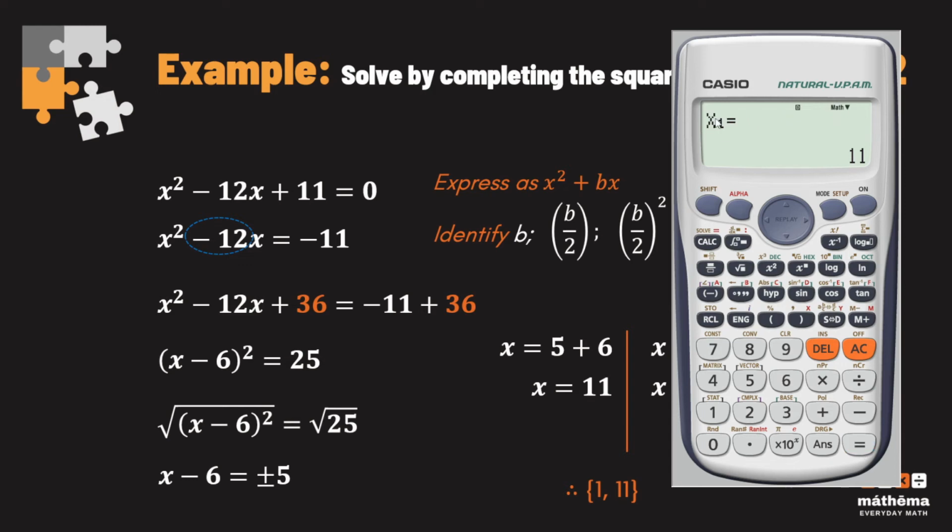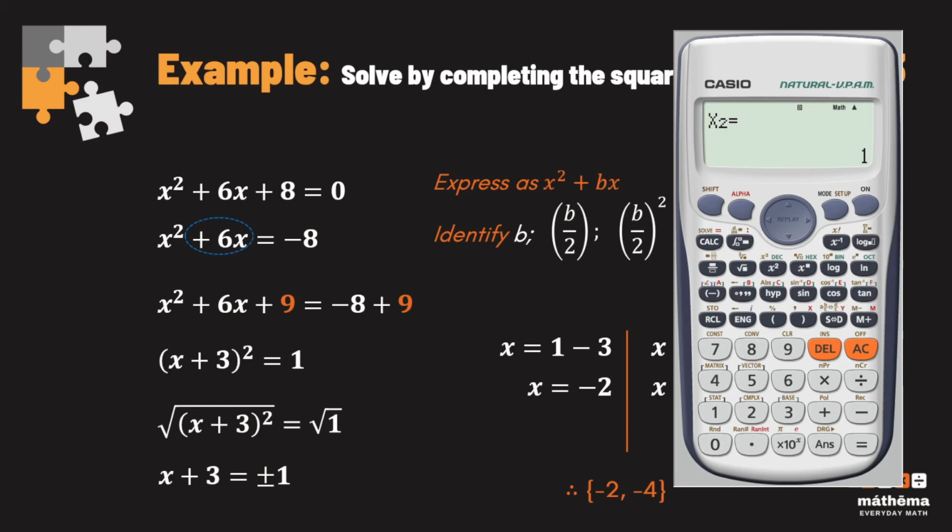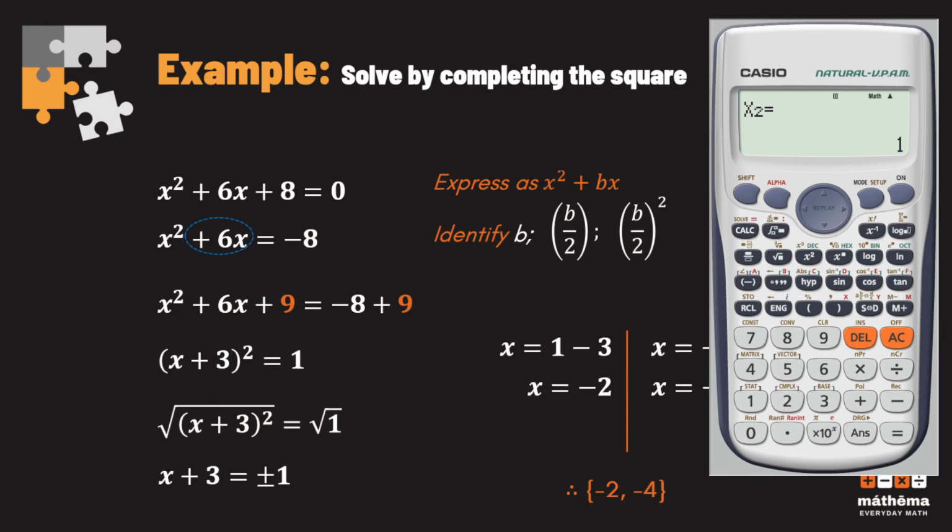So we will have x sub 1 is 11 and then the other one is 1, which is actually the same with our solution when we use the completing the square method. Let's proceed to another example. So we have here x squared plus 6x plus 8 is equal to 0. And again, we know that the roots of this quadratic equation are -2 and -4. So we'll try to use our calculator to counter check.